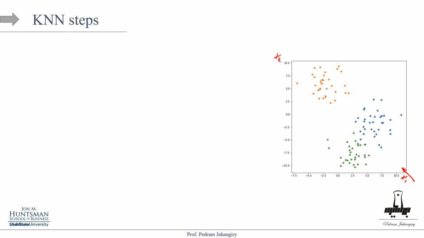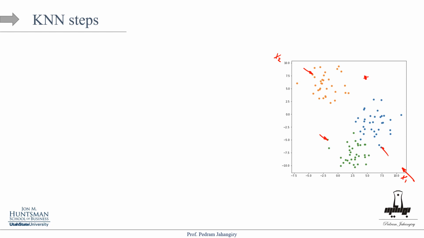And then we have three classes. We have class orange, class blue, and class green. One of the advantages of KNN for classification, compared to other models, is that it's easily expandable to multi-class classification. So in this example, we're talking about three-class classification. Let's say we want to identify the class for this new observation in the test set, right? So that's the goal.